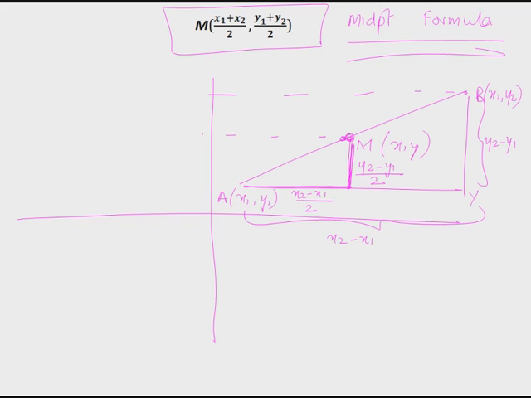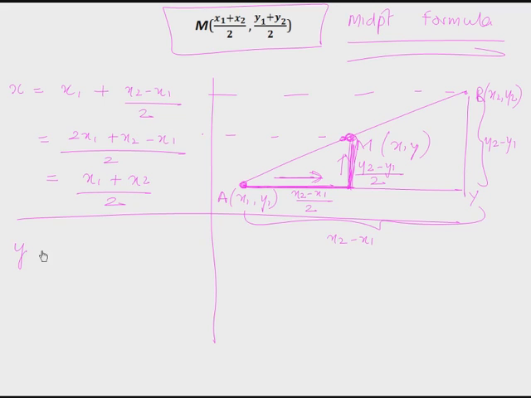Now it's easy to work. So if A is at x1, y1, what is M at? To get from A to M, I have to move a further horizontal distance x2 minus x1 by 2 and a further vertical distance y2 minus y1 by 2. I got to go here and here. So what's the x-coordinate of M? The x-coordinate of M, x, is x1 plus the further horizontal distance, which is x2 minus x1 by 2, which becomes 2x1 plus x2 minus x1, the whole thing by 2, which is x1 plus x2 by 2 as required.